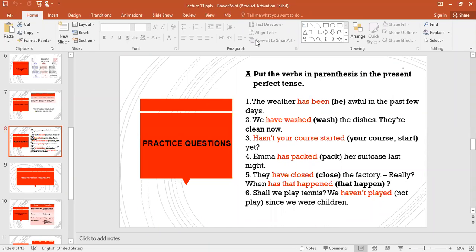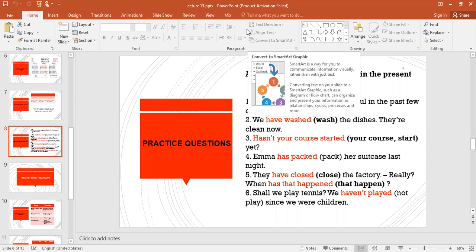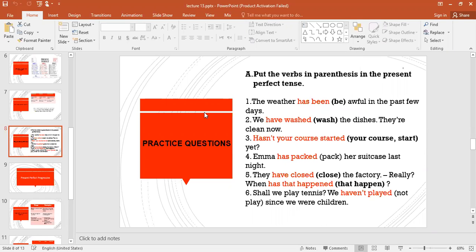Hasn't your course started? This is also a question form, an interrogative form. Emma has packed her suitcase last night. So this is a recent past event. They have closed the factory. When has that happened? And so on. So these are just examples. Of course, in grammar, explanation is not as important as practicing and solving exercises, because when you solve exercises, you will be able to differentiate between tenses. Okay?